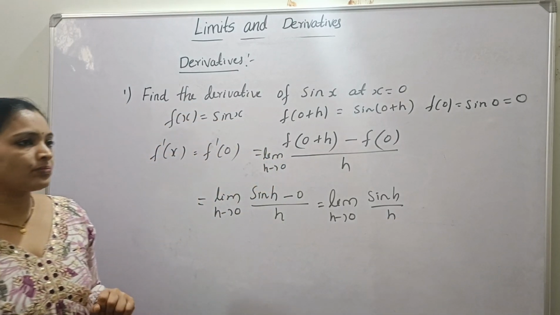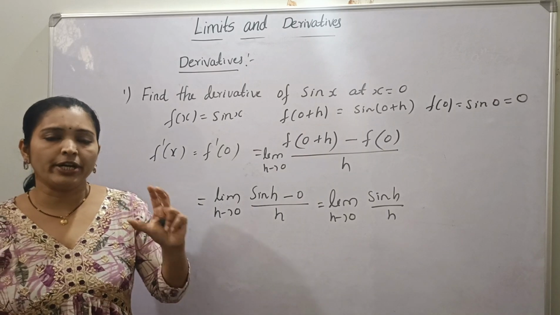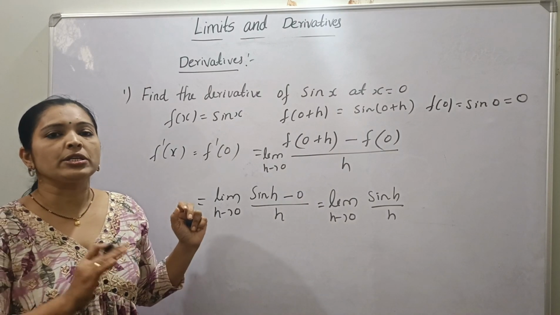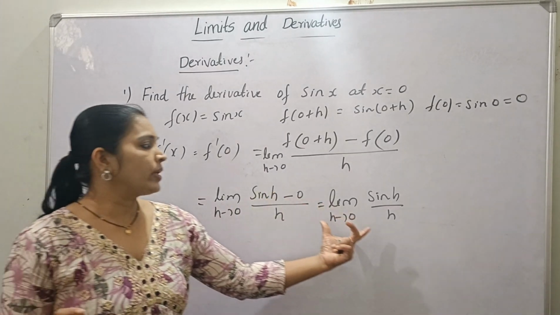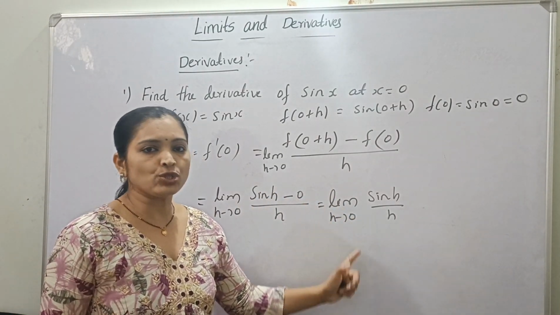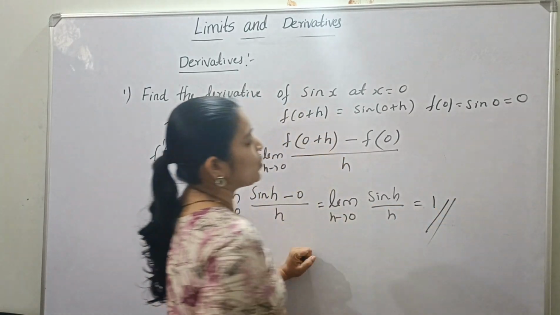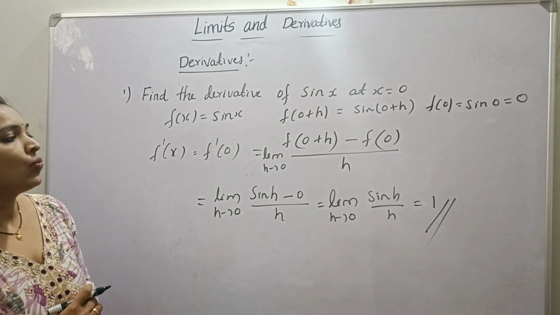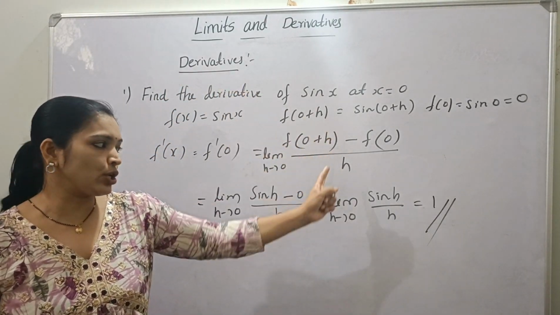What is its value? In limits we learned the standard limit: limit x tends to 0, sin x by x is equal to 1. Here the same thing, limit h tends to 0, sin h by h is equal to 1. So its derivative is 1, that is the derivative of sin x at x is equal to 0 is 1.